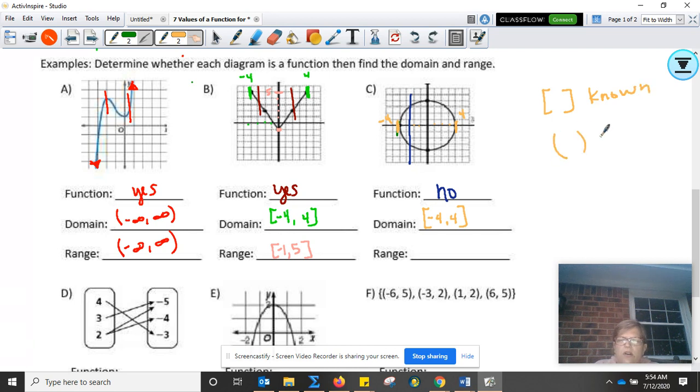Parentheses are unknown. Okay, now for my range. Now we want to do our y-axis.